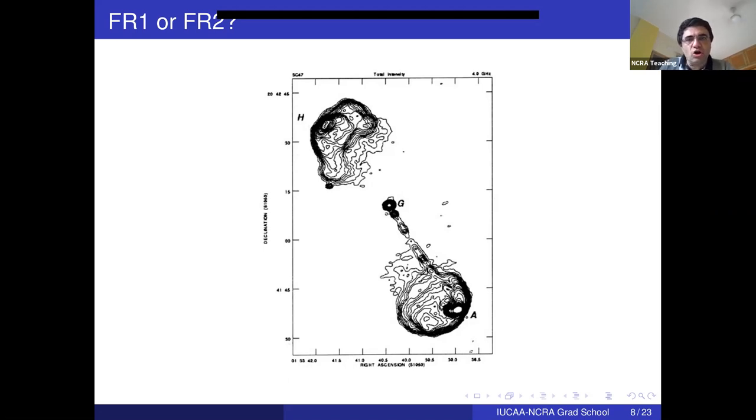You can also see the contours corresponding to a hotspot over here and to a hotspot on this side as well. So there are hotspots on both sides, but the jet seems to be one-sided. Again, one-sided jets are quite common in FR2 galaxies.